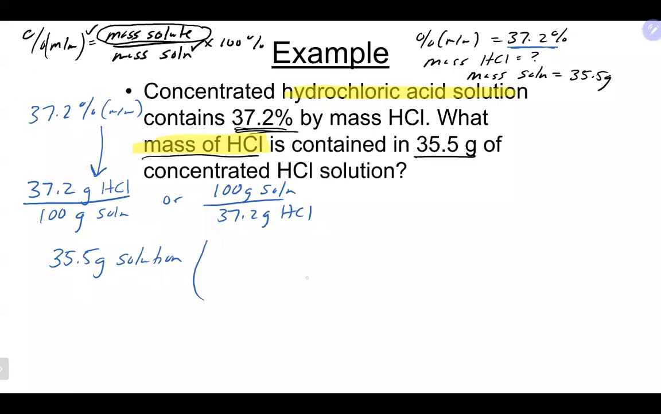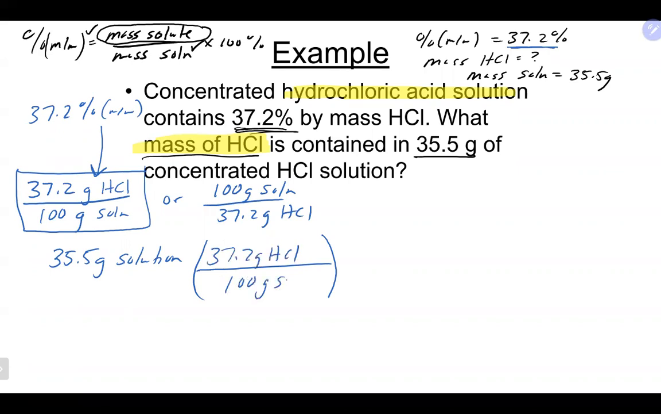I want the solution to cancel, which means I do want to use the conversion factor like that, so that the solution is on the bottom. That gives me 37.2 grams of HCl in 100 grams of solution. The grams of solution here will cancel, and that will leave me with grams of HCl, which is 35.5 times 37.2 divided by 100, about 13.2 grams of HCl dissolved in that solution.